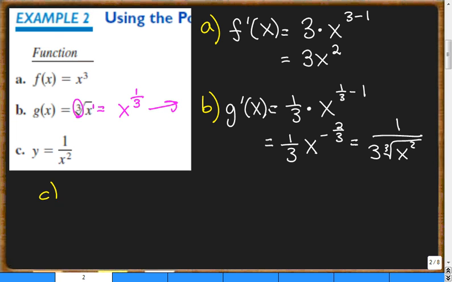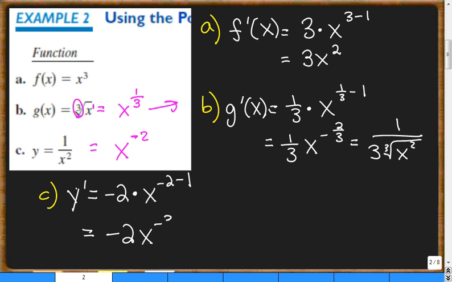And then we also have C, which is 1 over x squared. Well, we can't do that. We have to have it as a base of x. Okay? So in this case, kind of like what I said before, if you know what the power is, and it's in the denominator instead of the numerator, it's just x to the -2. So that's what C is going to look like. So y prime is going to be -2 times x to the -2 minus 1, which is just going to be -2 x to the -3. Or you could rewrite this as -2 over x cubed, however which way you like.